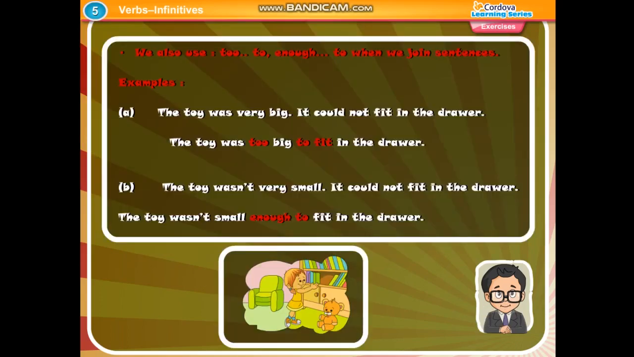We also use enough to, too to, when we join sentences. Examples: the toy was very big. It could not fit in the drawer. The toy was too big to fit in the drawer. The toy wasn't very small. It could not fit in the drawer. The toy wasn't small enough to fit in the drawer.